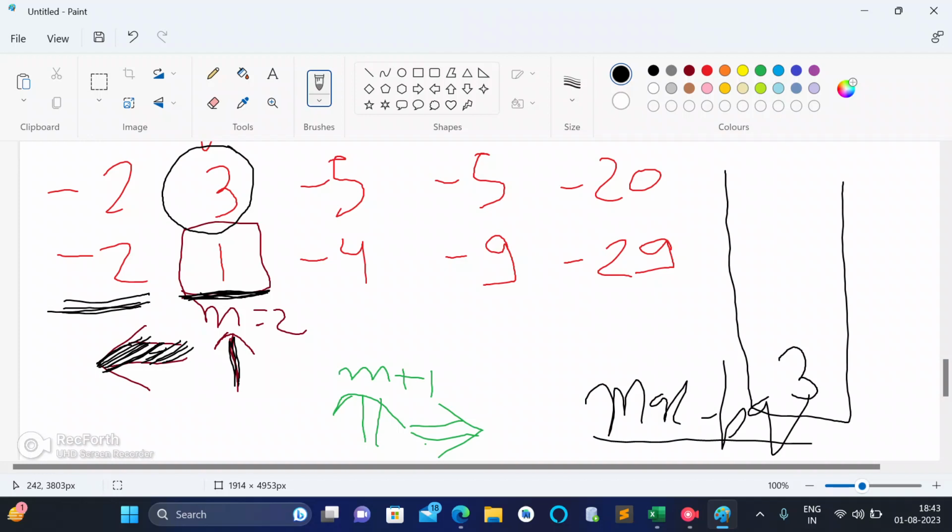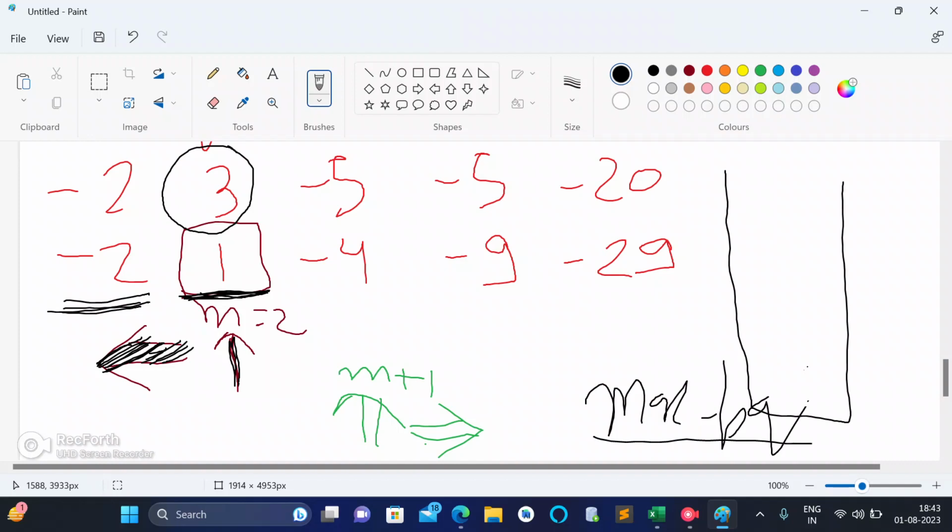Then I move to -2. When I move to -2, I see that -2 is actually smaller than 1. So I will ask the max priority queue, what is the maximum positive value you have achieved till now? The max priority queue will say the maximum positive value I have achieved till now is 3. So we will remove 3 from the max priority queue.